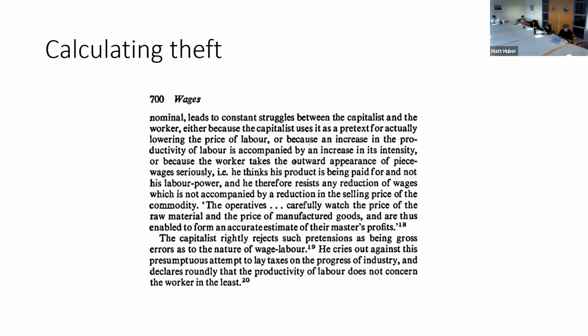But the capitalist rightly rejects such pretensions as gross errors as to the nature of wage labor. He cries out against this presumptuous attempt to lay taxes on the progress of industry and declares roundly that the productivity of labor does not concern the worker in the least. So again, the capitalists are like, no, stupid worker. It's all about my genius, innovation, the machinery I've given you, all this stuff. I need to take what is due to me. Don't worry about yourself.